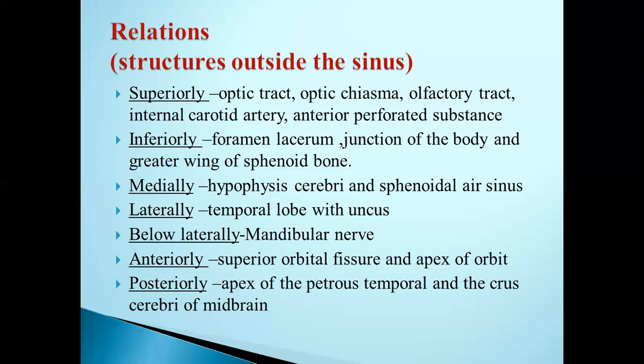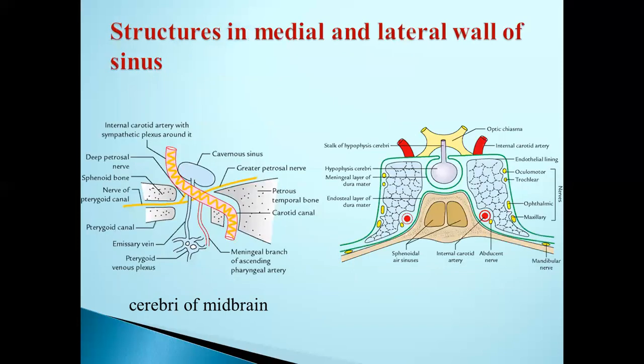So these are the relations of the sinus. Very important structures, they lie around the sinus. So any infection within the sinus will spread to these structures. Then there are again important structures or nerves in the medial and lateral wall of the sinus. So diagrammatically, if you see, this is your sinus. Interior is divided into many caverns by trabeculae.